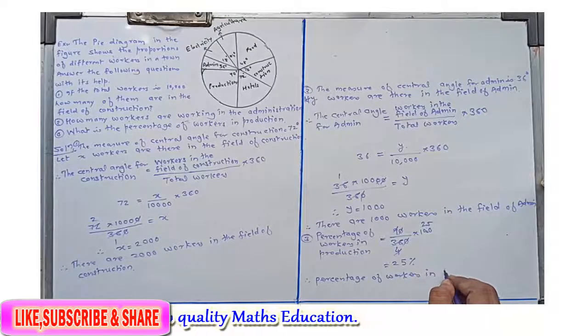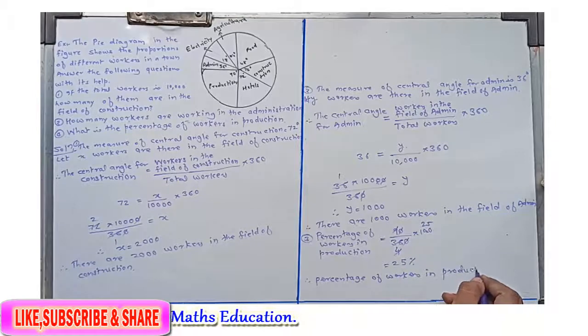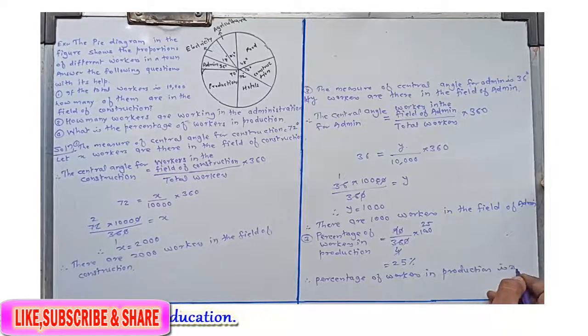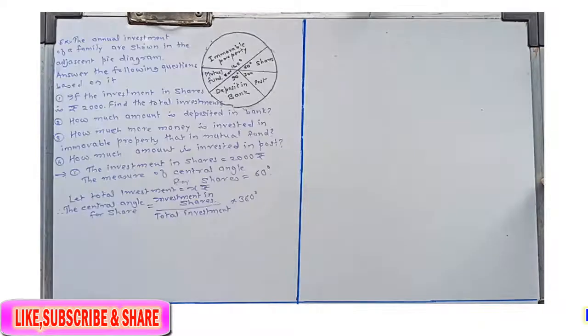And therefore percentage of workers in production is 25%. Okay, so in this way we have to solve this example. बोलो इसके अंदर कोई डाउट है? कर सकते हैं आप लोग, है ना? सेम टू सेम सिक्स्थ क्वेश्चन इज देयर.